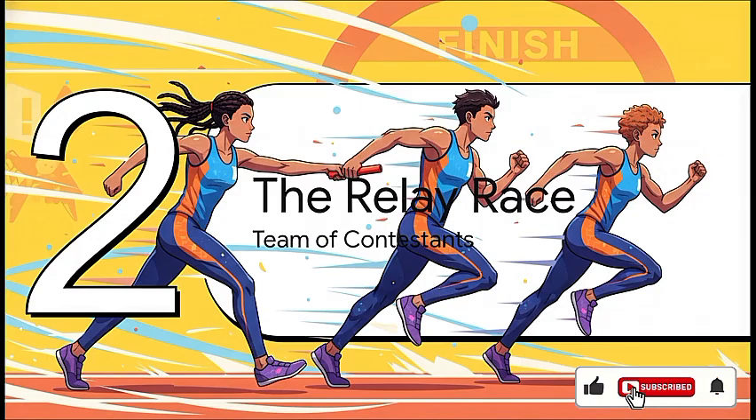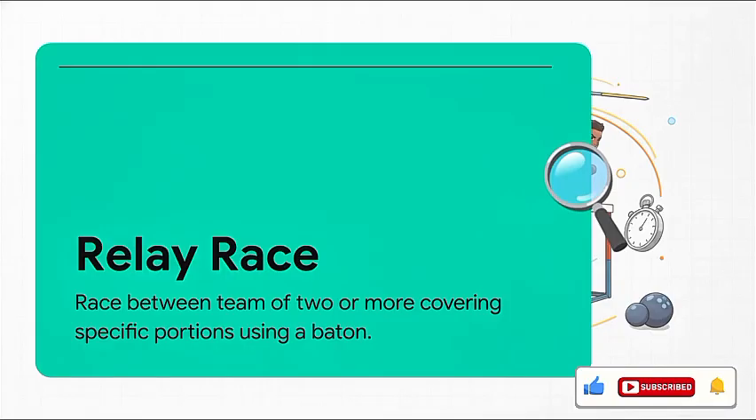Section 2. The relay race. Let's talk about the relay race. A relay is a track event between teams of 2 or more athletes, where each team member covers a specific portion of the total distance. Now, a typical setup involves a team of 4 runners passing a really vital piece of equipment, the baton. And here's the catch: if that baton doesn't cross the finish line, the team does not finish the race.